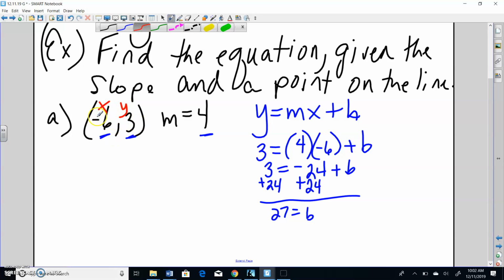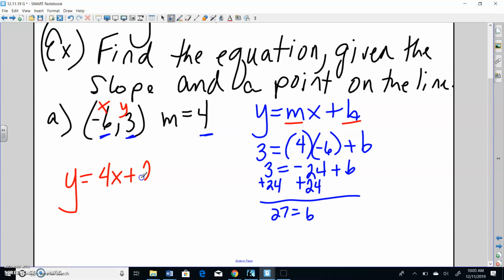Now I only use this negative 6 and 3 in the equation initially to help me find b. Now I'm going to go back up to this equation and substitute what I know in for m and b, and I'm going to leave y and x as the variables y and x. So my final answer is going to be y equals the slope of 4 times x plus 27. And that is the equation of that line in slope-intercept form that goes through the point negative 6, 3 and has a slope of 4.